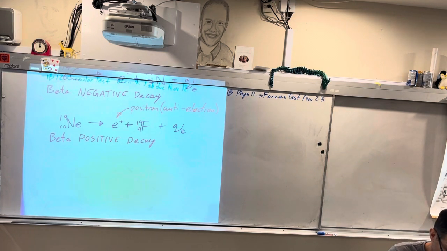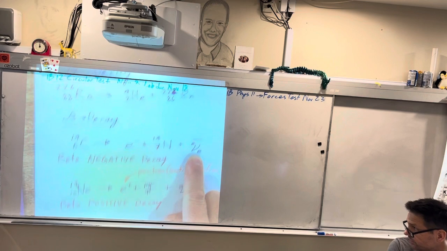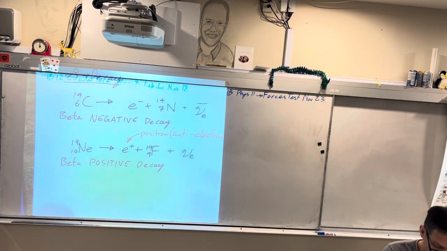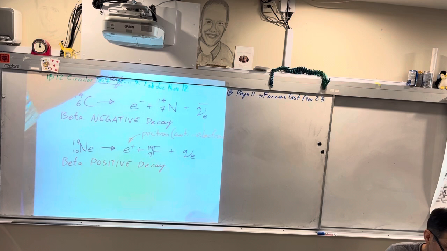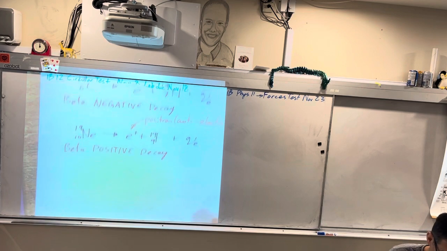So is the other one anti-electron neutrino? Yes, this is an anti-electron neutrino. This is an electron neutrino. And the positron is what? The opposite of electron, but it doesn't have the line. It's just convention.